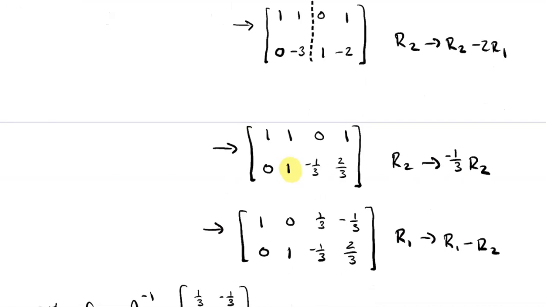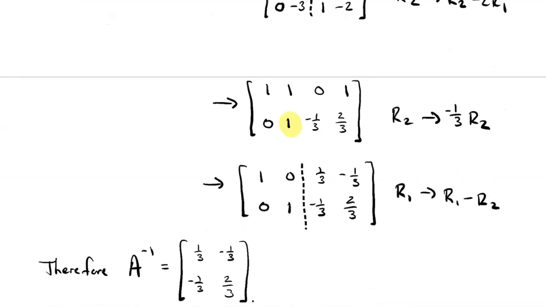And now we've succeeded. So the left-hand side is now the n by n identity matrix, or the 2x2 identity matrix. So our theorem says that, first of all, A is invertible because we ended up getting the identity matrix on the left-hand side. And what's A's inverse? It's the transformed matrix on the right-hand side. Okay, that was a short one.